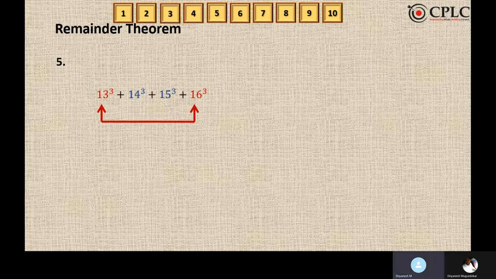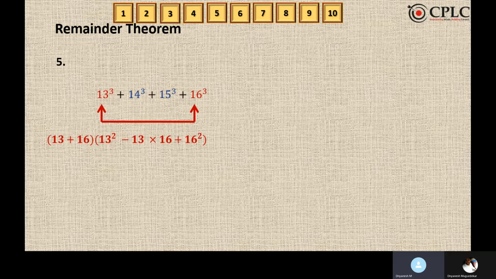Why so? Because when you apply a cube plus b cube, the first bracket of that is a plus b. And a plus b will be 13 plus 16, which is 29. And 14 plus 15, again 29. So you can take that 29 common. That's the only reason to make such groups.